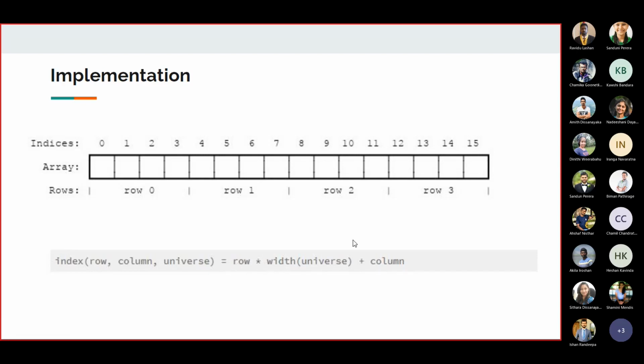We can multiply the row with the width of the universe, and we can add the column. For example, if you want to retrieve the first row, the second column, the row is first, and the width of the universe is 4. So this gives 4, and the column is one. This is the second column, right? So we start from the 0th, so it will give 6 here. So this is the position of that cell, the index of that cell. So that is how we retrieve the cells.